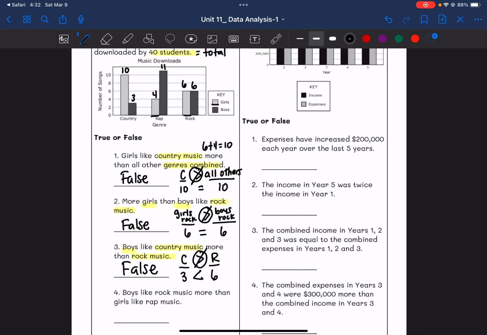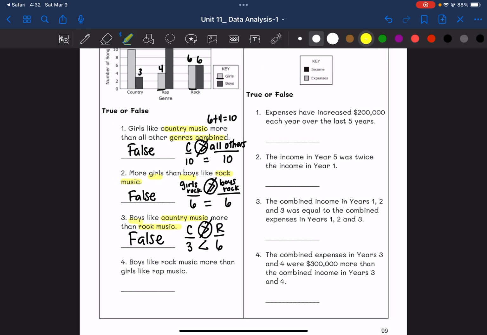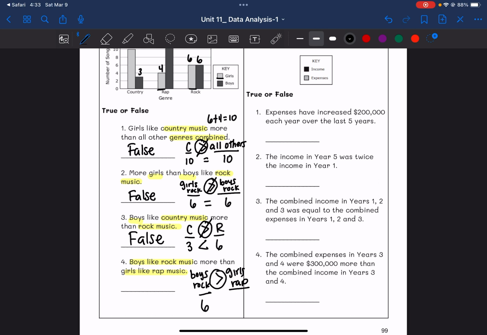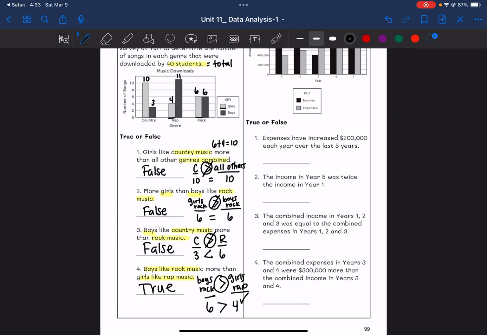Now, let's look at the last one. Boys like rock music more than girls like rap music. So we're comparing boys rock more than, and I'm going to circle that because that's the comparison, and then girls rap. Boys rock, there are 6 boys that like rock. And for girls rap, there are 4. Is it true that 6 is more than 4? Yes. So this is true. Pause if you need to. I'm going to go to the next question.